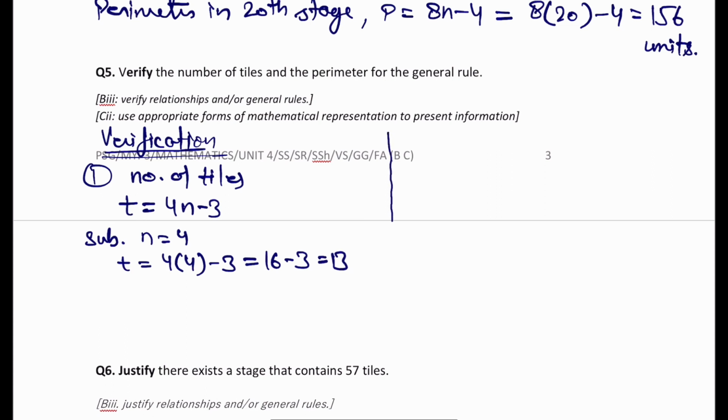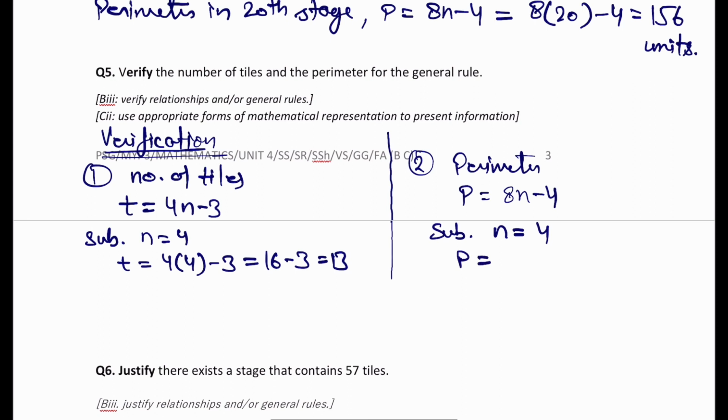Similarly, you can also verify the second rule, which is of perimeter. Perimeter is P equals 8n minus 4. Substitute n equals 4 in it. So P will become 8 times 4 minus 4. 32 minus 4 will give you 28. This value is also matching with the table.